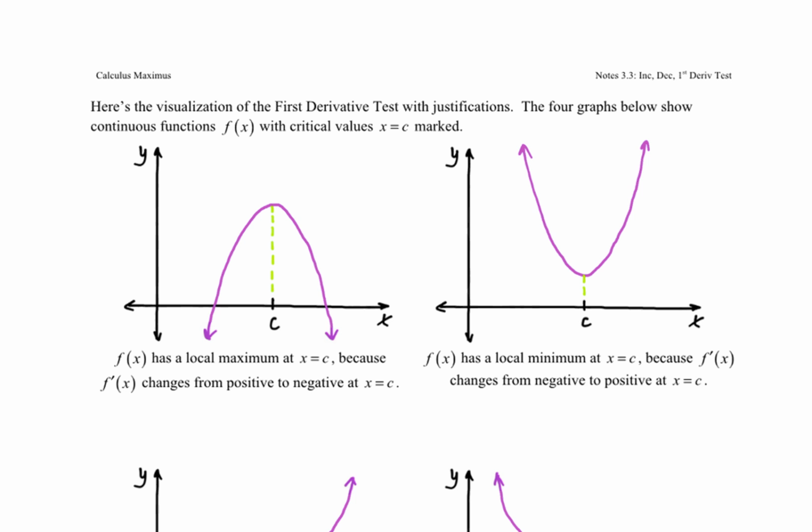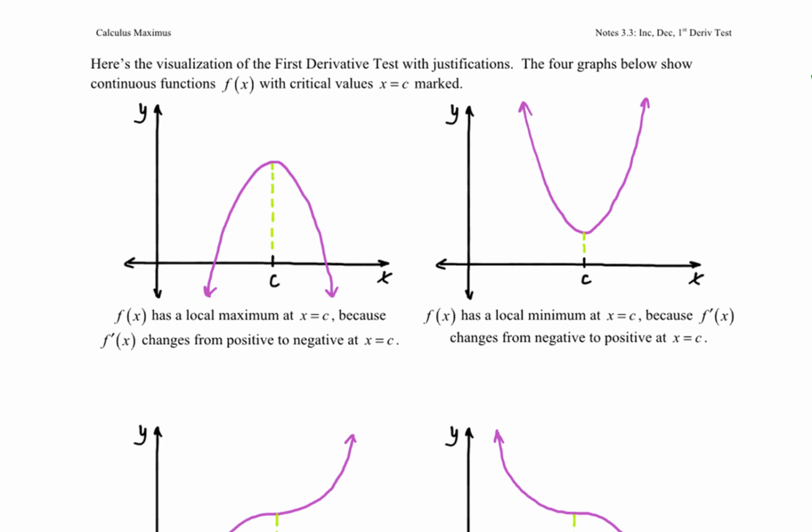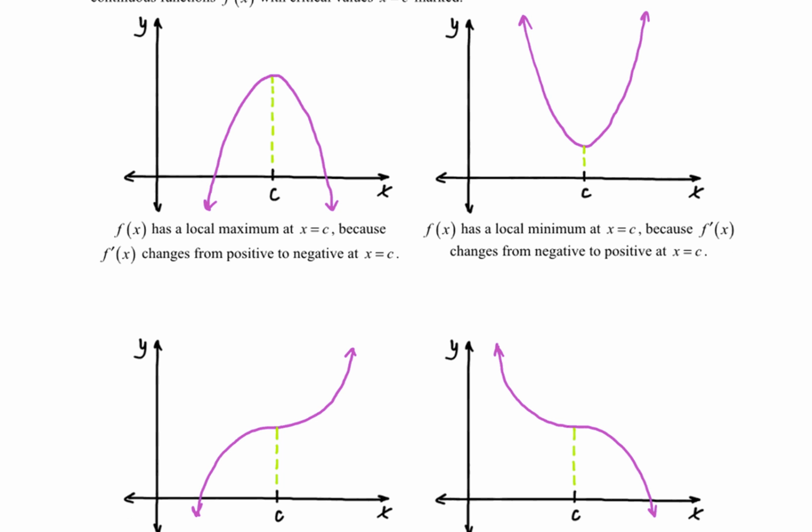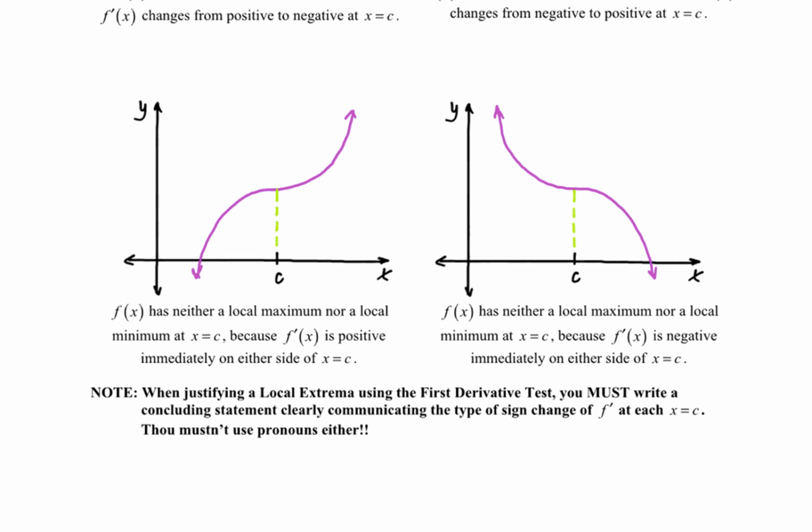All right, so here we see some pictures similar to what I just drew. F has a local maximum because f prime changes from positive to negative. See, it's increasing and decreasing. Okay, f has a local minimum at x equals c because f prime changes from negative to positive. Here there is no local min or max, because f prime is positive here and also here. And f has neither a local max or min because f is decreasing on either side.